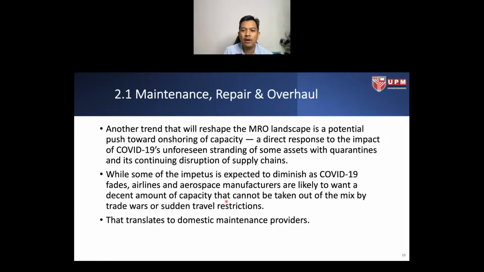Another trend that will shape the MRO landscape for aerospace is a potential push toward onshoring of capacity, a direct response to the impact of COVID-19, unforeseen stranding of some assets, with quarantines and continuing disruption of supply chain, because MRO also requires spares, meaning that you require the parts to be delivered on time with the right quality, so that MRO activities can be done accordingly. And while some of the impetus is expected to diminish as COVID-19 fades, the airlines and aerospace manufacturers are likely to want a decent amount of capacity that cannot be taken out of the mix by trade wars or sudden travel restrictions. Instead, that translates to spurring domestic maintenance providers.